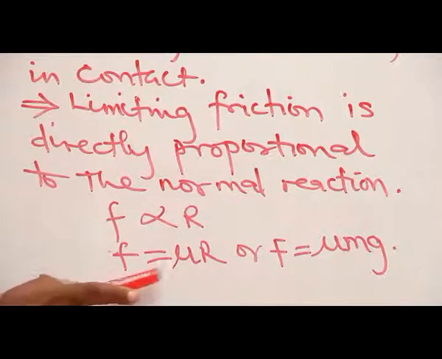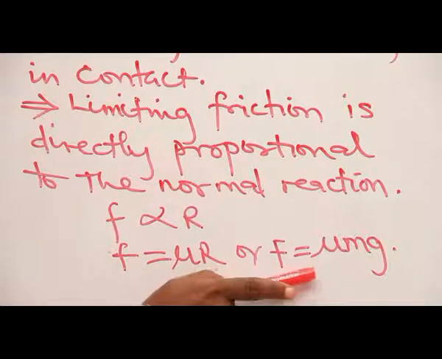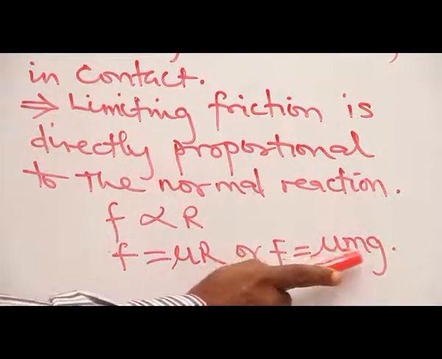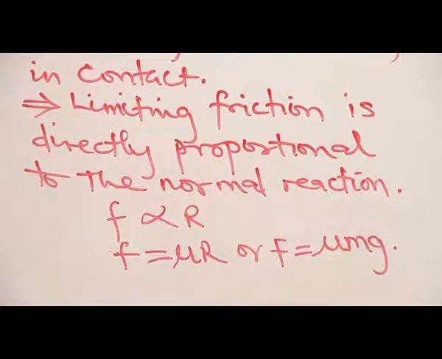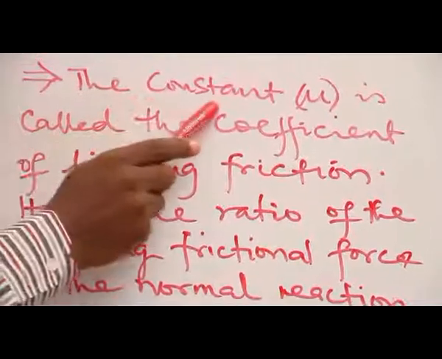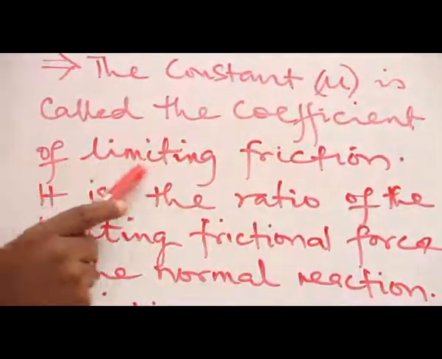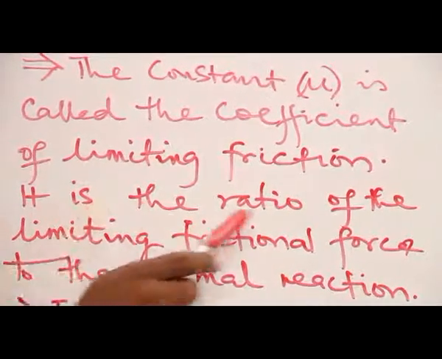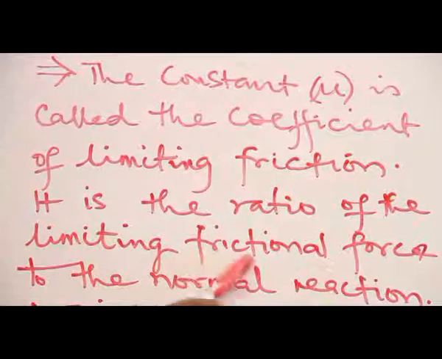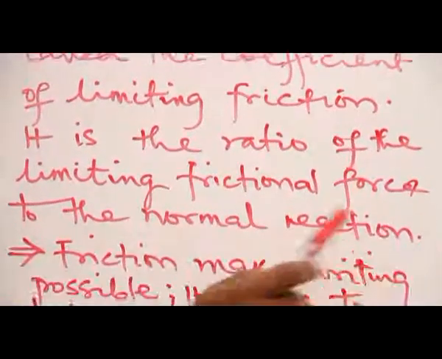So frictional force is equal to a constant times normal reaction, or we say it's equal to the constant times mass times acceleration due to gravity. The constant mu is called the coefficient of limiting friction. It is the ratio of the limiting frictional force to the normal reaction.